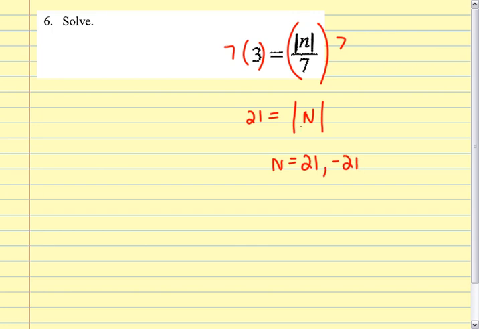This thing is asking us a question. What can the number in here be? I know that the distance from 0 is 21. What number or numbers are 21 from 0? There are 2 of them, 21 and negative 21. Remember, whenever I have an absolute value, I've got to do both. Next question.